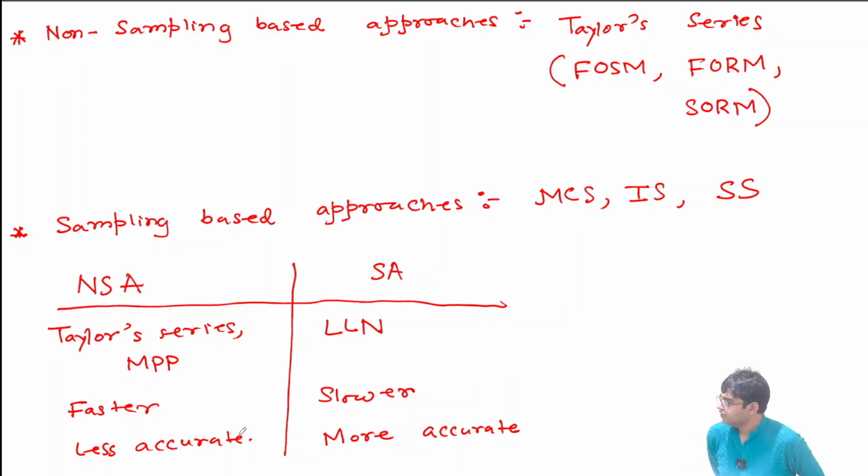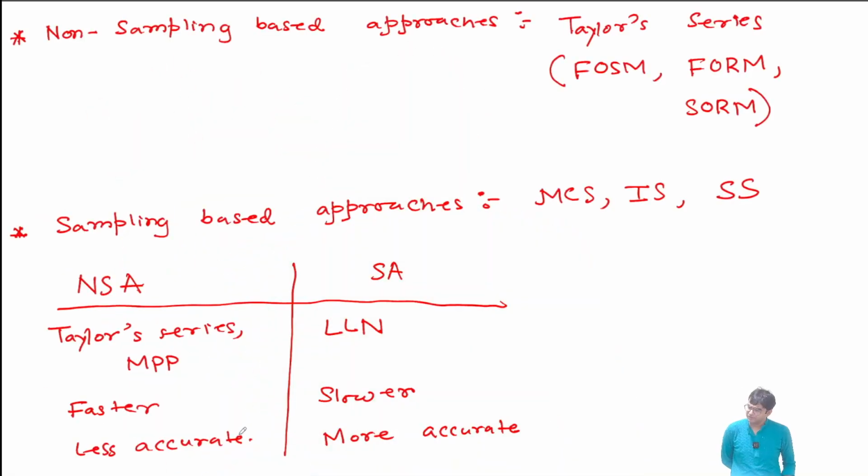Okay. Now from this table, what can we conclude? That neither is perfect. Both have their own limitations, both have their own advantages, and you should select based on the problem at hand. If you know the limit state function is linear or weakly non-linear, you should use non-sampling based approaches. If you know that the limit state function is very fast to sample from, you should use sampling based approaches, and all of those things, right?